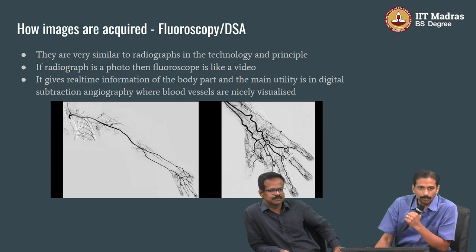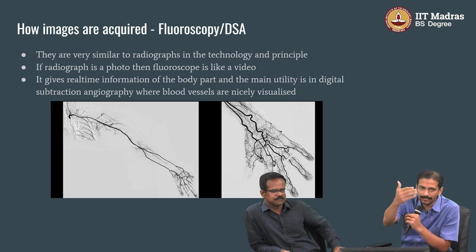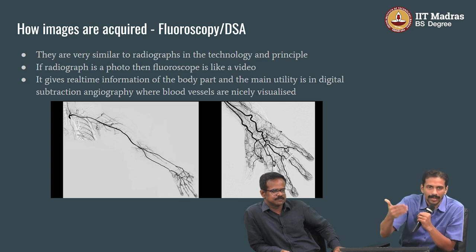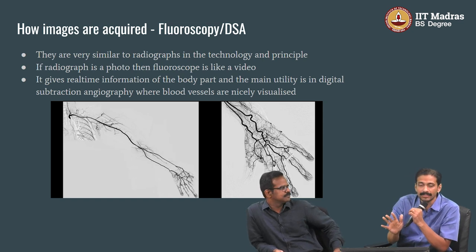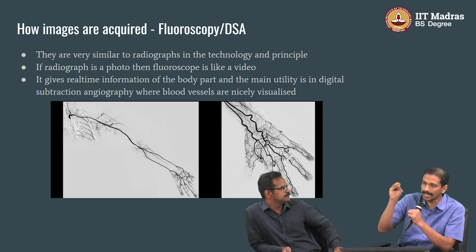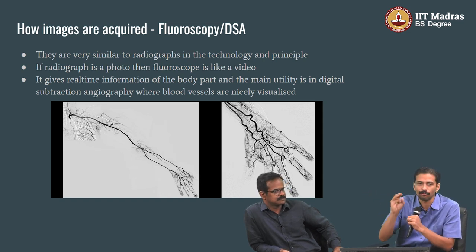So what is fluoroscopy? Fluoroscopy is very similar to X-ray. Very similar equipment. The principle is exactly the same. There is an X-ray tube which generates X-ray for us, which passes through the patient, and we are collecting that information from behind the patient. The whole process is the same. The only difference is that X-ray is a snapshot modality, like a photograph.